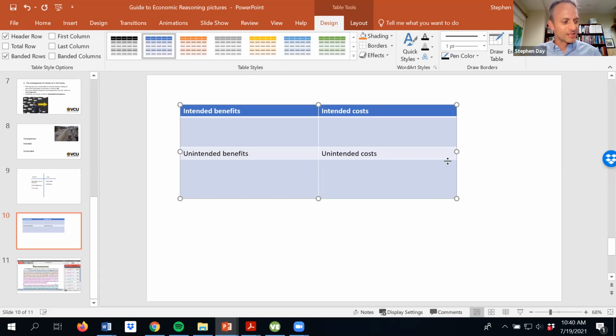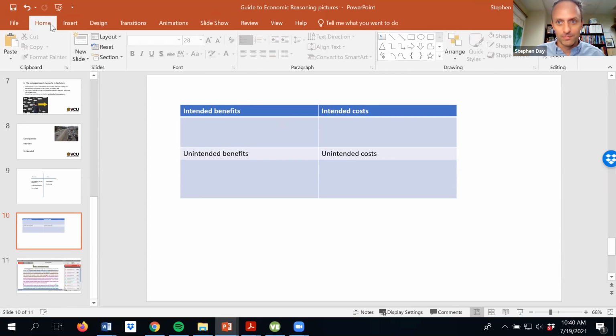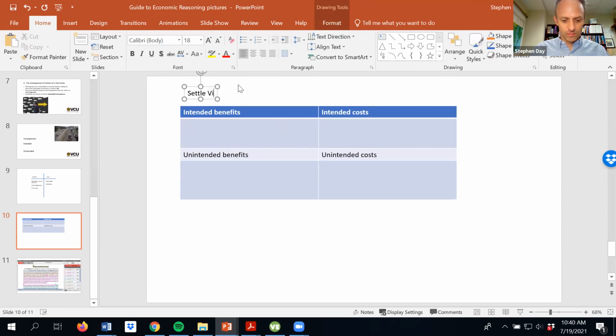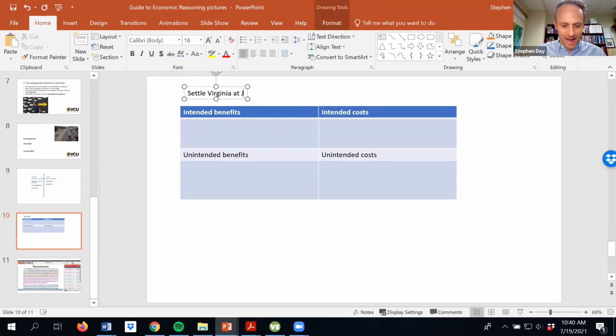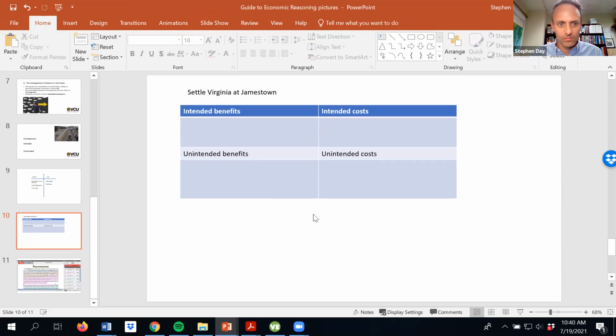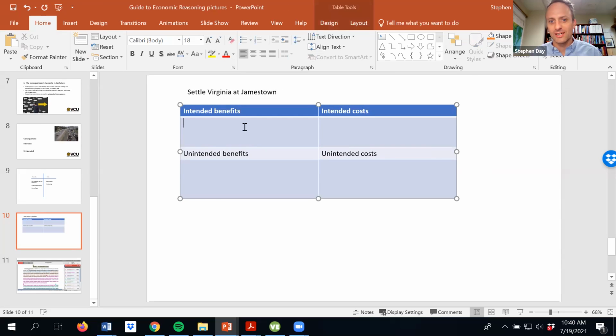So let's stay in the same sort of vein. Let's go to the settling of Jamestown, right? So this is Elizabeth I's relative, James I, the first of England and the 6th of Scotland. And let's say that what we're trying to do here is we're going to do a settlement in Virginia at Jamestown. So what are we trying to do here? What's an intended benefit?